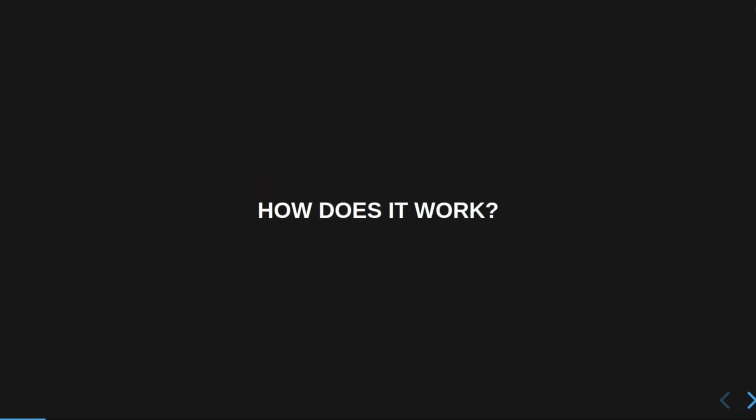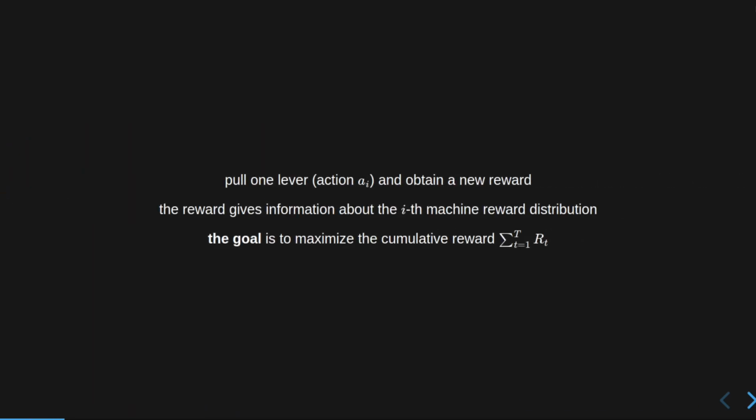So how does it work anyway? The choice of action leads to interaction with the environment, which produces a new reward. When we are talking about rewards, we restrict ourselves to scalar values. The reward is specific for the action we have performed, thus it provides some information about the reward distribution belonging to this action. Our goal is to interact with the environment in such a way that we maximize the sum of rewards we receive.